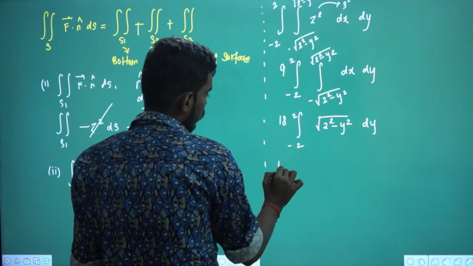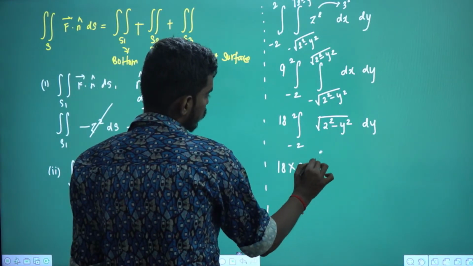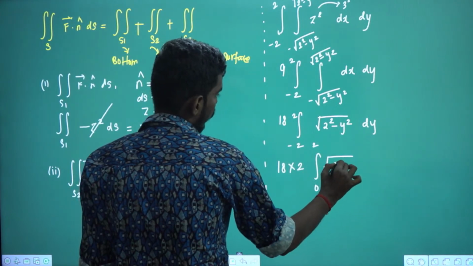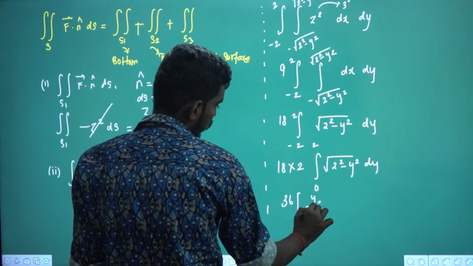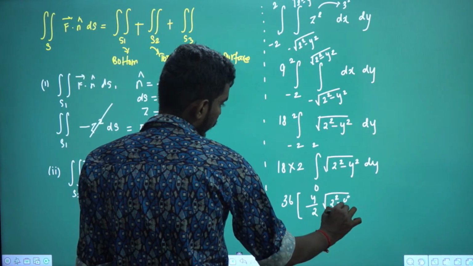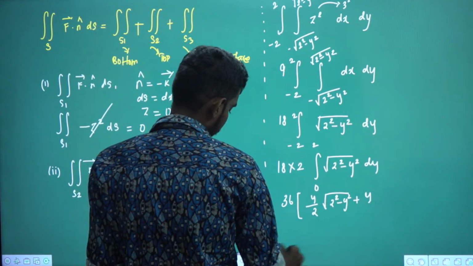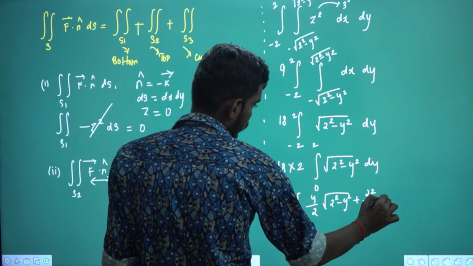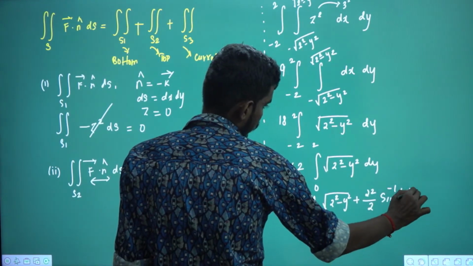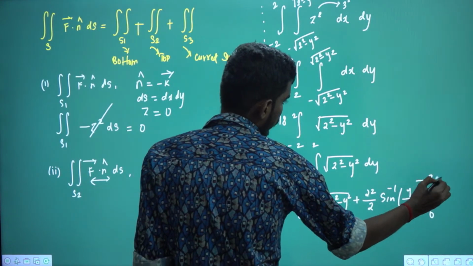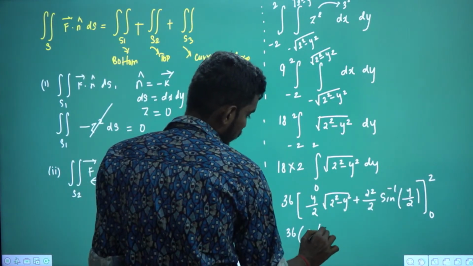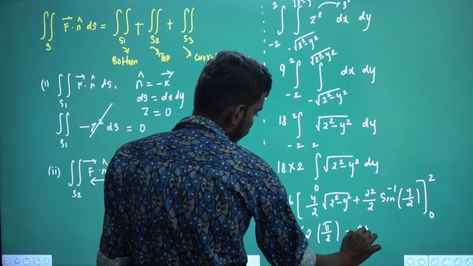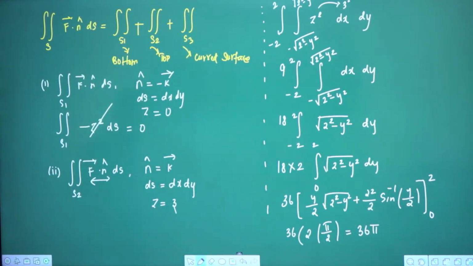Take the 2 outside. So 18 times even function again. Let us take 2 times integration of 0 to 2 root of 2 square minus y square dy. So 36 into x by a root of a square minus x square, a square by 2 sin inverse x by a, limit is 0 to 2. So this will be 36 into 2 into sin inverse of 1, which is pi by 2. So 36 pi is your S2 surface.